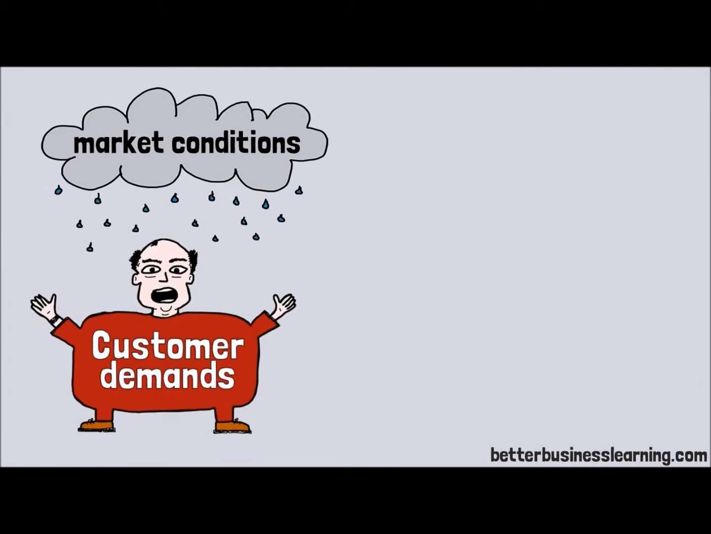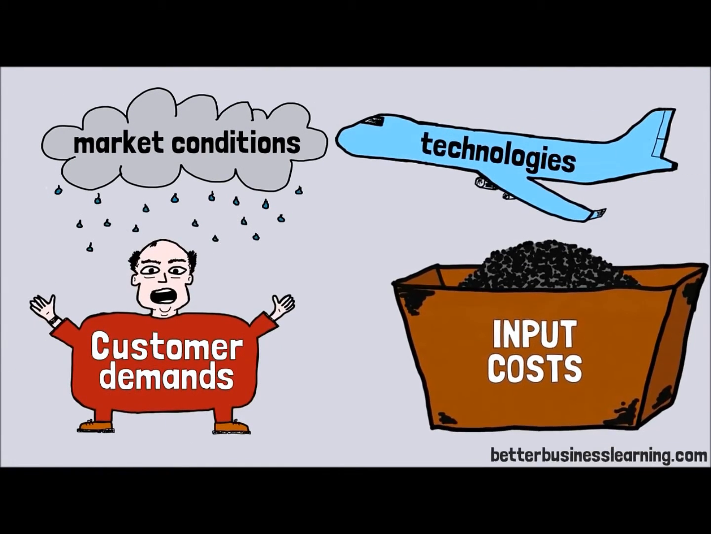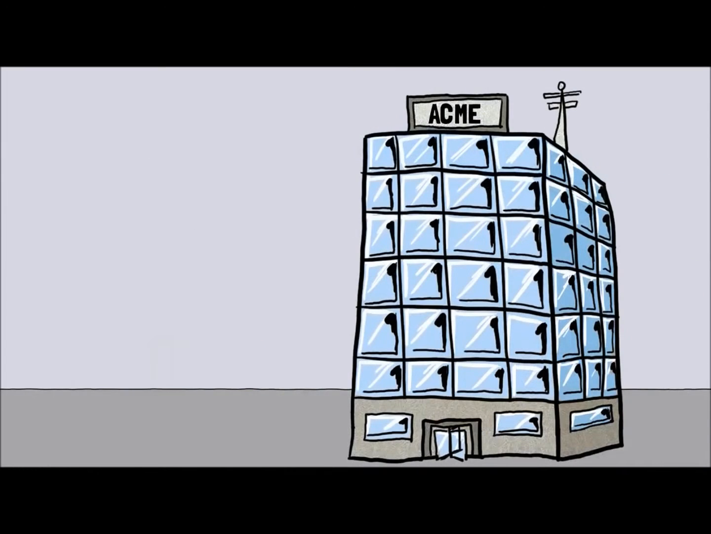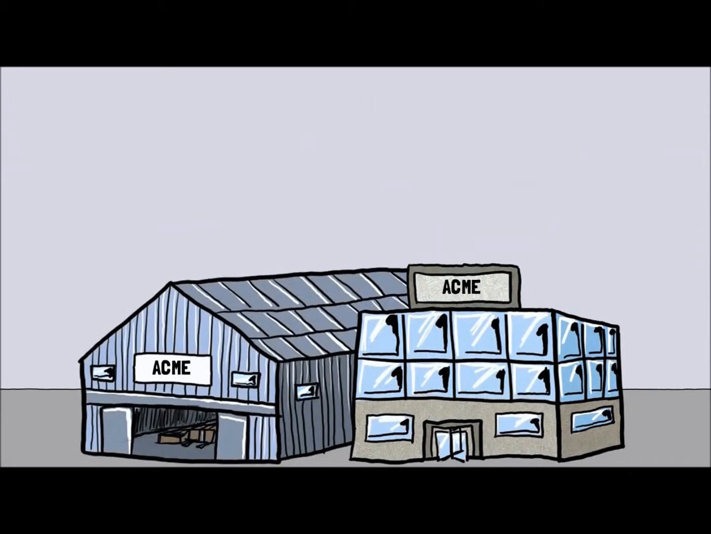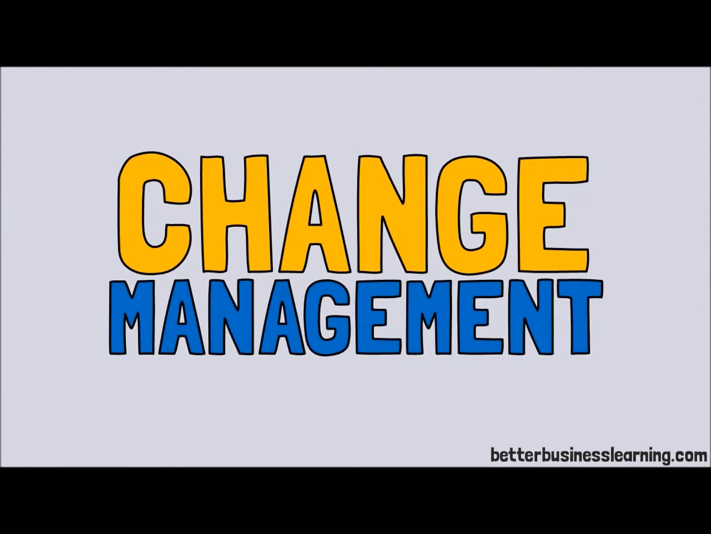Modern organizations face constantly varying market conditions, customer demands, technologies, input costs, and competition. They must adapt to these shifting forces to avoid being eaten up. Change management is managing the impact that these crucial adaptations can have on an organization's people.